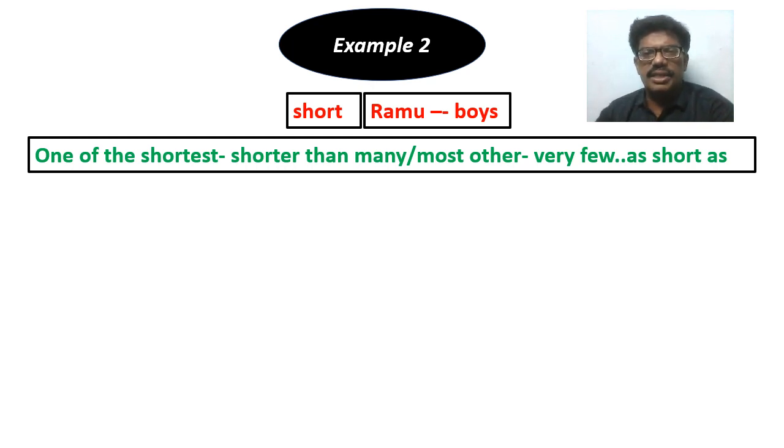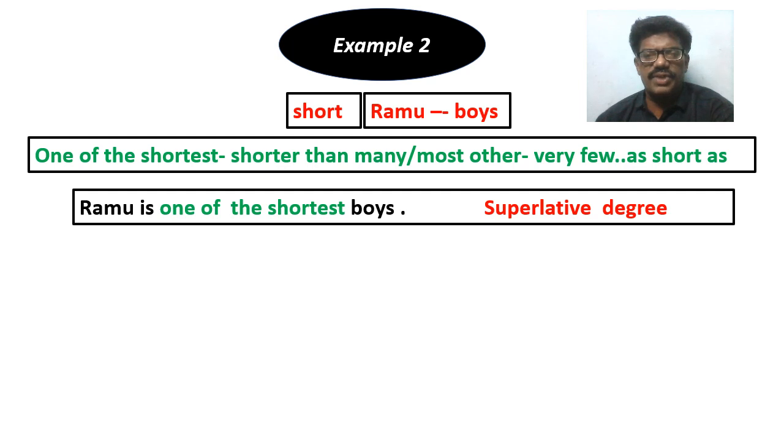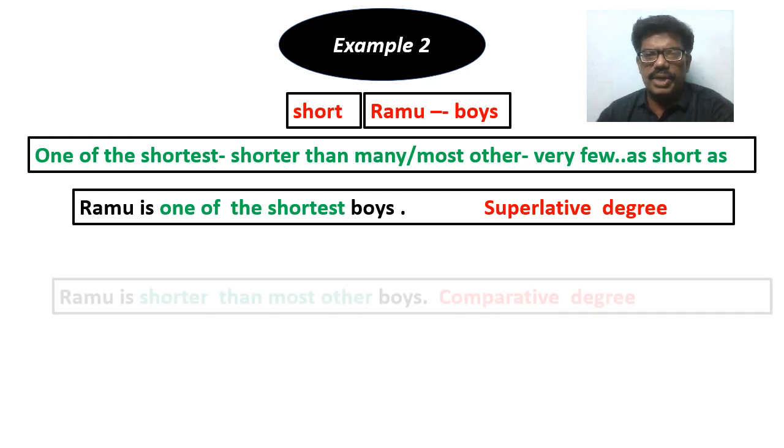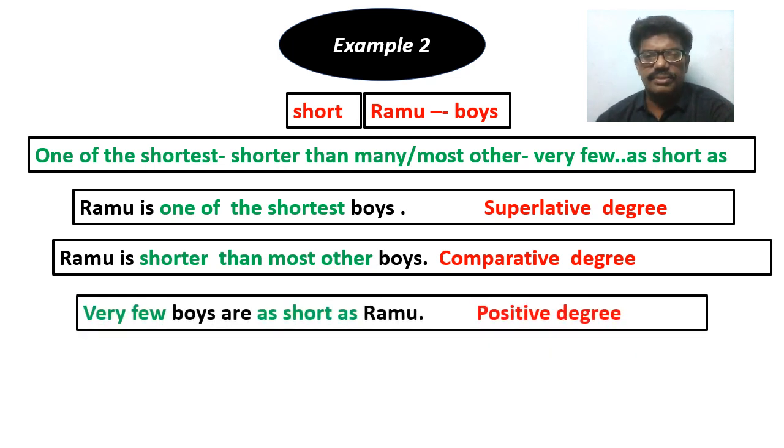Now look at the structures of type 2. Ramu is one of the shortest boys, superlative degree. Ramu is shorter than most other boys, comparative degree. Very few boys are as short as Ramu, positive degree.